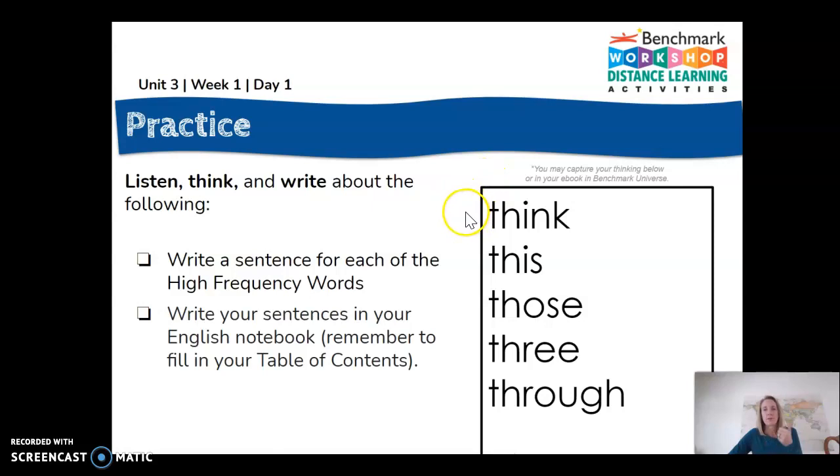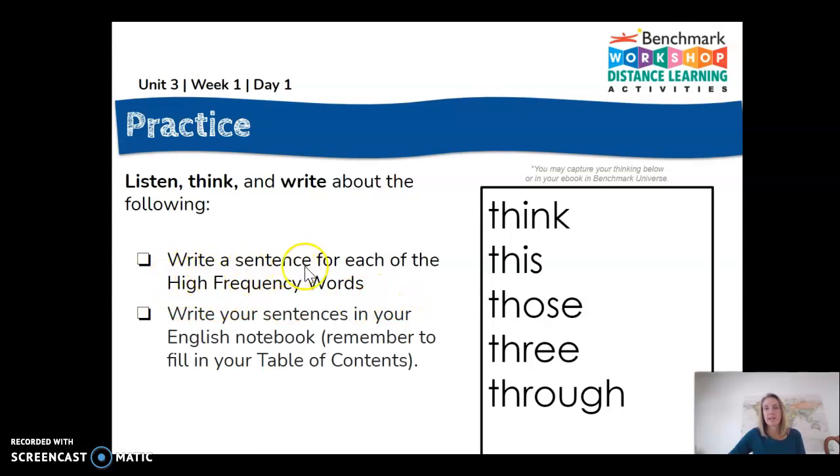Okay, so if you remember, we're going to say the words. We're going to practice spelling them in our heads, okay, saying the letters in the words. We're going to practice reading them, right? And then our final step is writing sentences. And this is the piece that will be written on the page in your notebook.